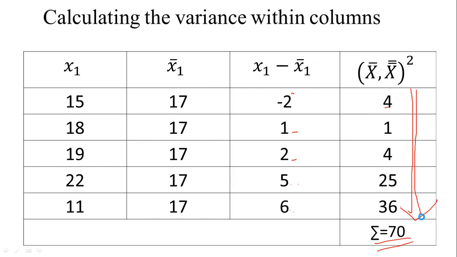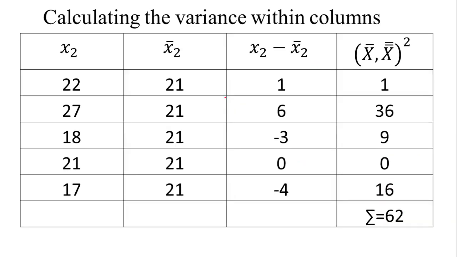You will do the same thing to the second group. The second group, we had 22, 27, 18, 21, 17. Then when you get the difference, you square the difference. The first difference is 1, you square it, it is 1. The difference for the second one is 6, you square it and get 36. The third one is negative 3, you square it, you get 9. The fourth is 0, you square 0, of course, you get 0. And negative 4, you get 16. And you sum all of them in that group. Then we go to the third group.